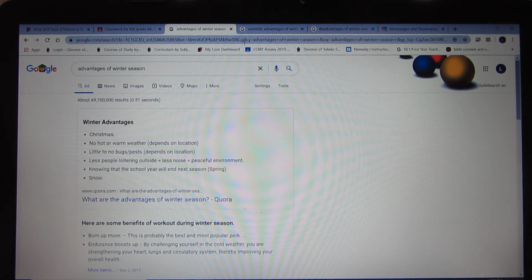Don't just write down the first thing you see. Look at it and see if it makes sense. Because some of these things, again, it's the internet. Anyone could write something down. Anyone can put something on here. Doesn't mean that it's valuable.